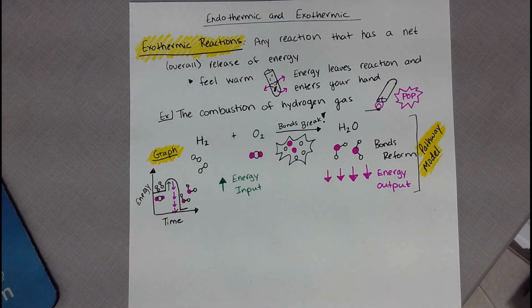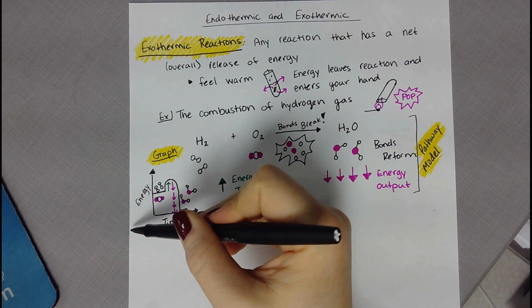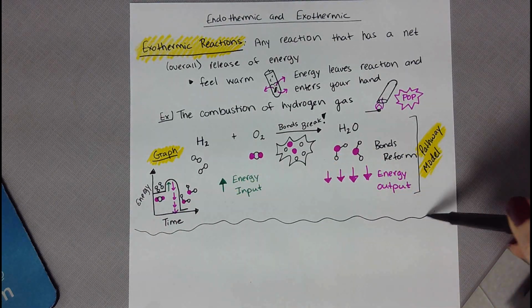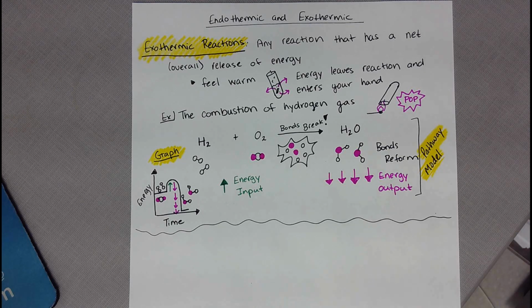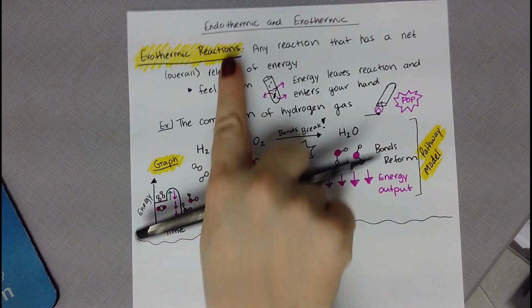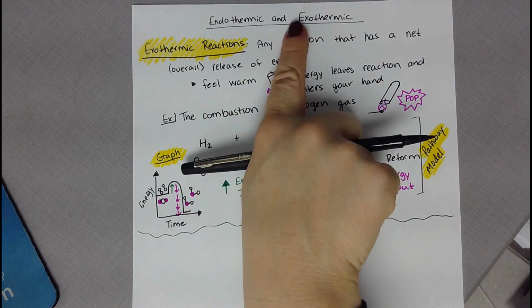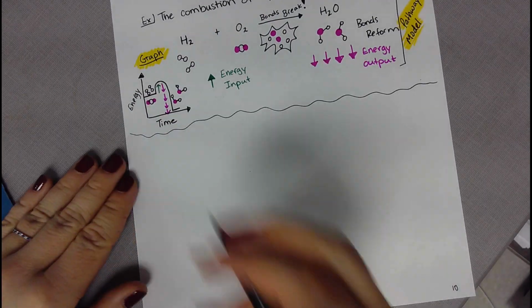The other type of reaction that we're going to cover today is everything in reverse. So we're going to use the same vocabulary, the same terminology, the same type of models. We're just going to reverse it. Exothermic was a net release of energy. Endothermic is going to be a net input of energy.